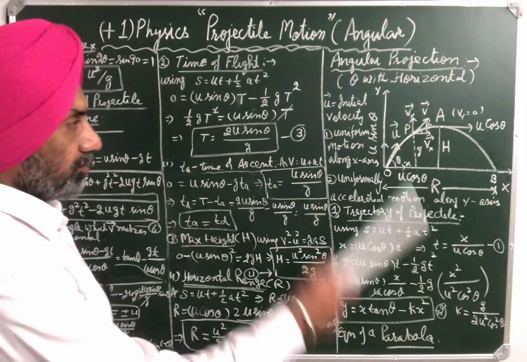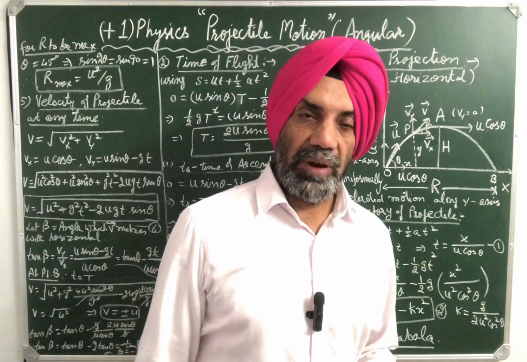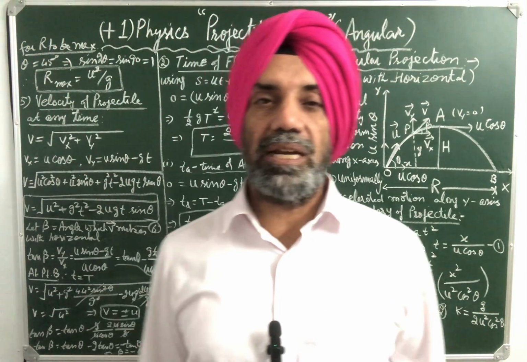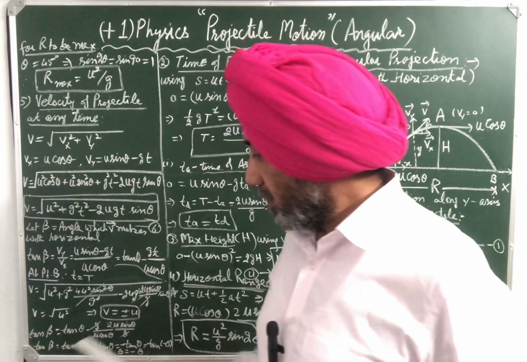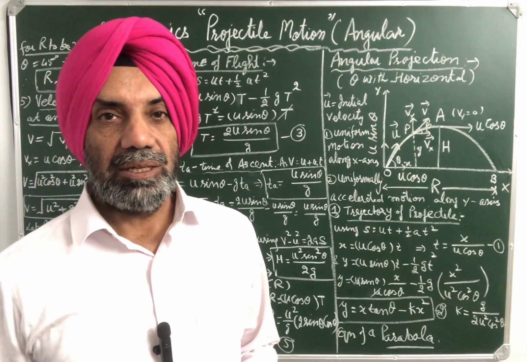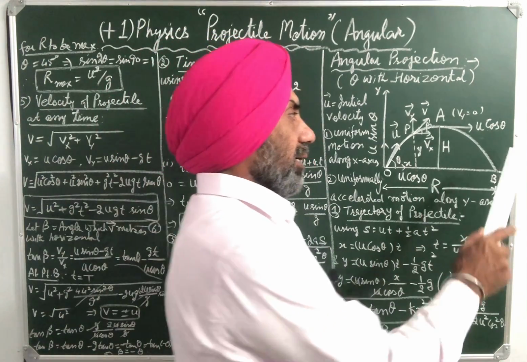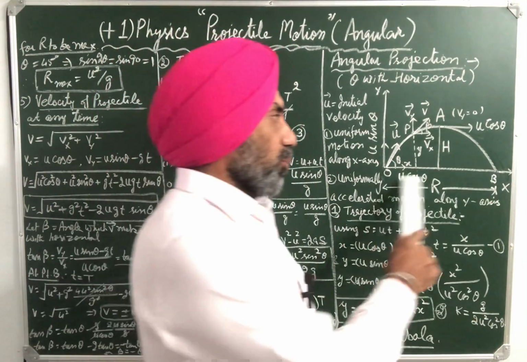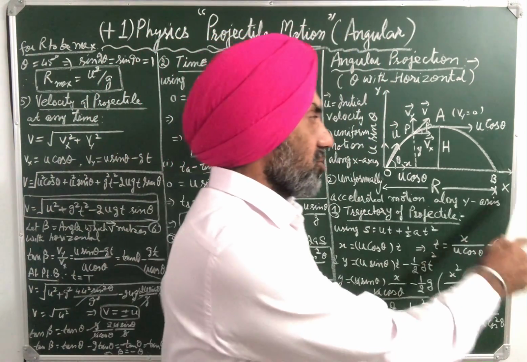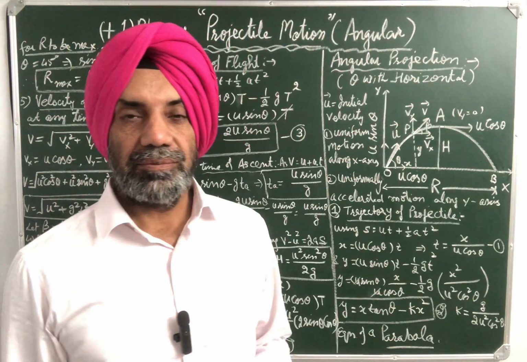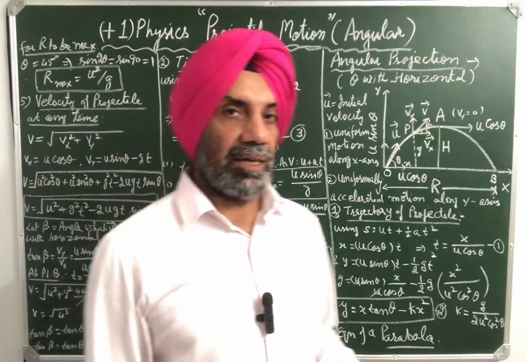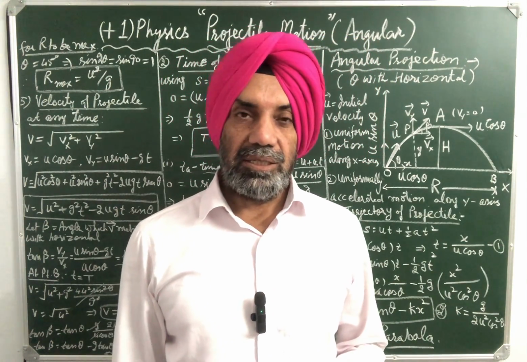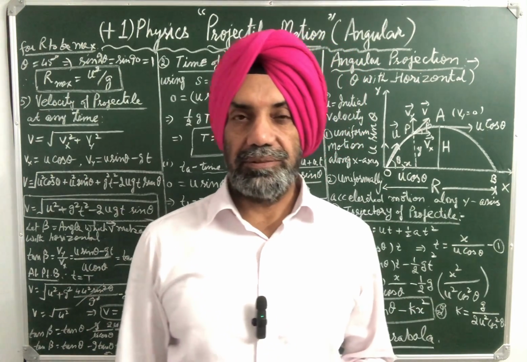So this is all about angular projection: its time of flight, trajectory, greatest height, time of ascent, time of descent, horizontal range, velocity at any instant, and its direction. One thing is very clear, that in angular projection, the particle strikes the opposite point after covering a horizontal distance from the point of projection, at an angle of minus theta, with the same speed but in the opposite direction. So this is all about angular projection.